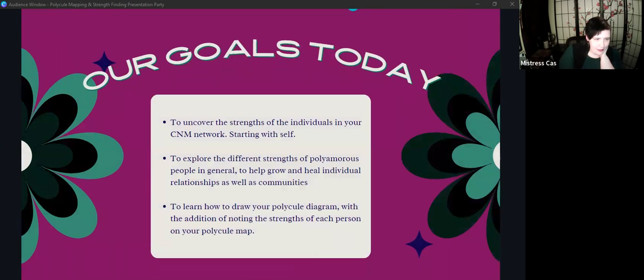So these are our goals for today, not necessarily in this order. We're going to uncover the strengths of the individuals in your consensual non-monogamy network, starting with yourself. We're going to explore the strengths of polyamorous people in general, thinking about it from a community angle, a systems focus, looking at your network and saying where are the strengths within the network, not just the individual people. And then we're going to think about how to draw out our poly networks. There are different ways of doing it, and if you don't like my way, take what you want from it and use it to make your own version. You don't have to do it the same way I do it. That's one of the great things about polyamory: there are so many different ways to do things, and that's generally good.